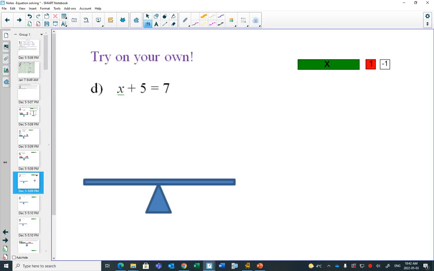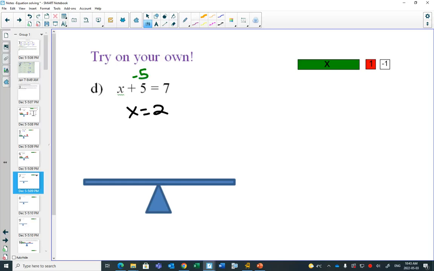X plus 5, something plus 5 equals 7. Probably can do this one in your head. Now, if you were doing the same thing to both sides, I would have to combine these like terms.